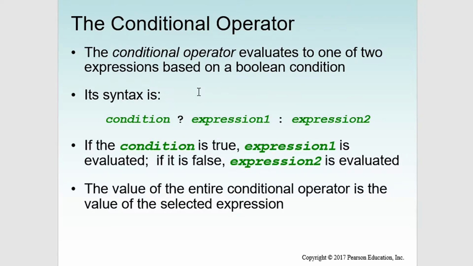The conditional operator evaluates to one of two expressions based on a Boolean condition. Its syntax is the condition, then expression 1, expression 2. If the condition is true, expression 1 is evaluated. If it's false, expression 2 is evaluated. The value of the entire conditional operator is the value of the selected expression.